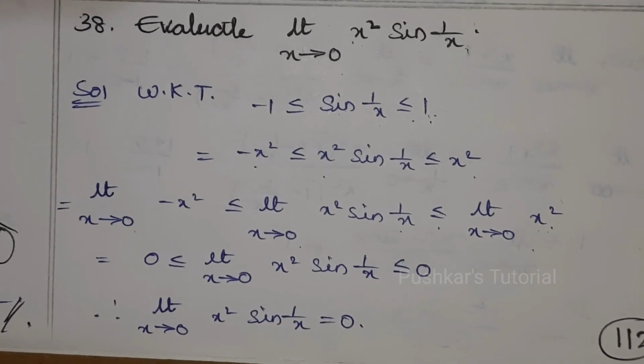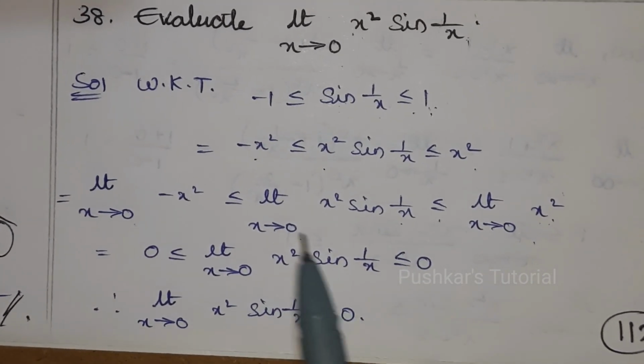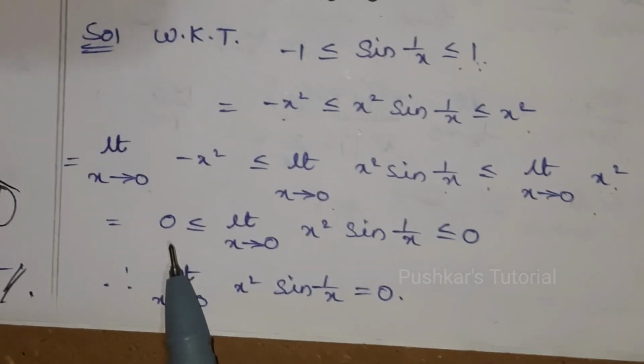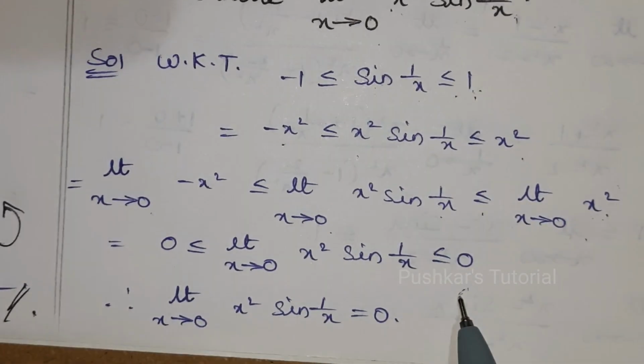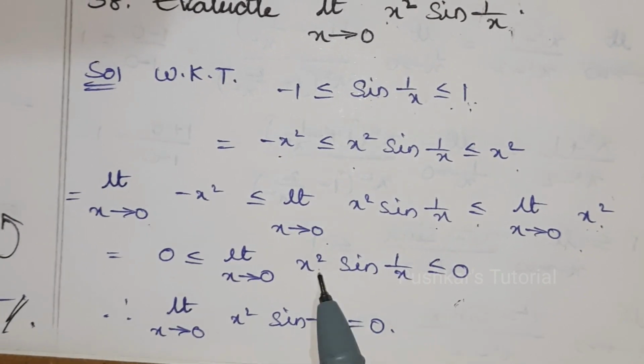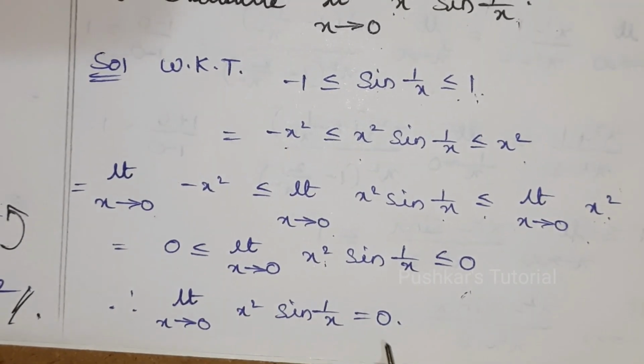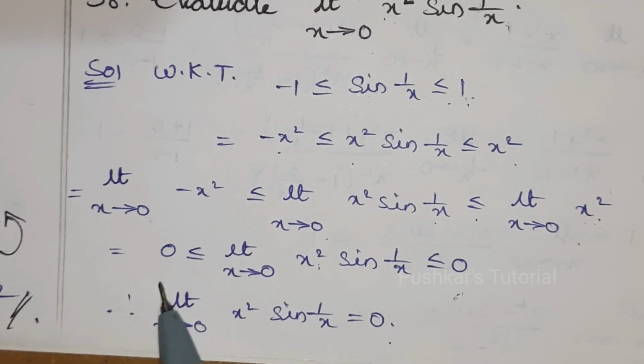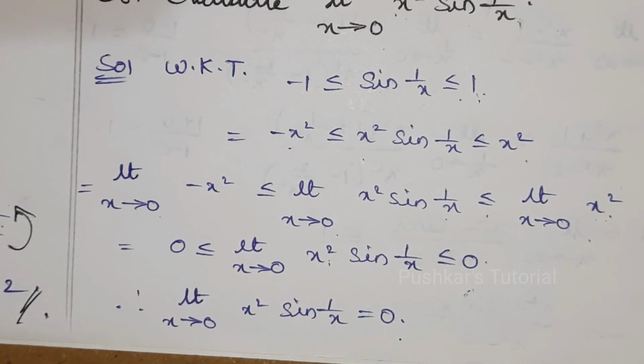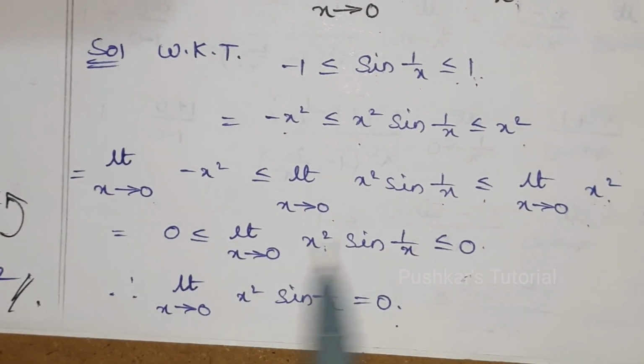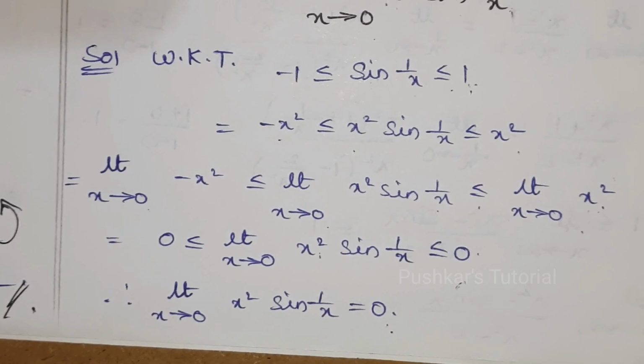So we have the sandwich theorem: if a function lies in an inequality between two functions with the same limit, then the value of the function is that number. So from 0 to 0, what numbers are there in between? Nothing. So this answer is simply 0.